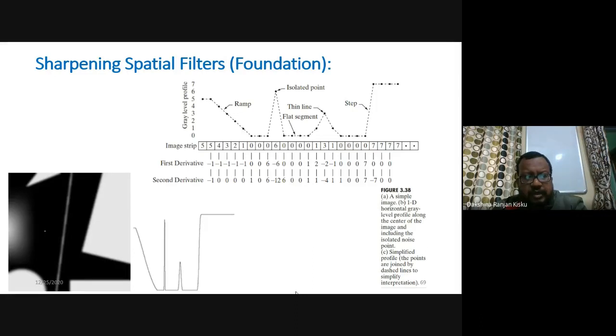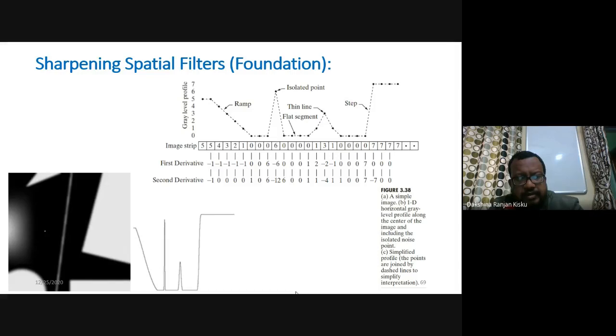Okay, so as we know, smoothing spatial filters like image averaging use the integration technique. Integration technique means this averaging technique is analogous to integration. So we can say that the smoothing filters use linear combinations or the integration technique in filtering. But since the sharpening spatial filters are reverse operations of smoothing spatial filters, we can conclude that the sharpening spatial filters will use derivative operators or differentiation operators.